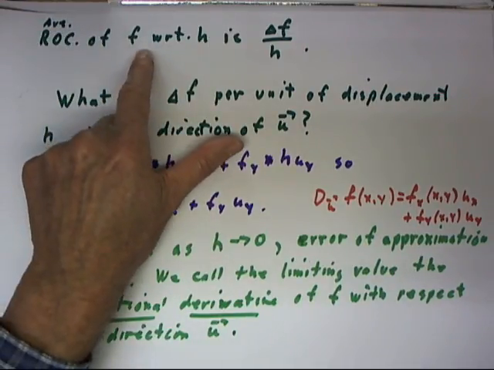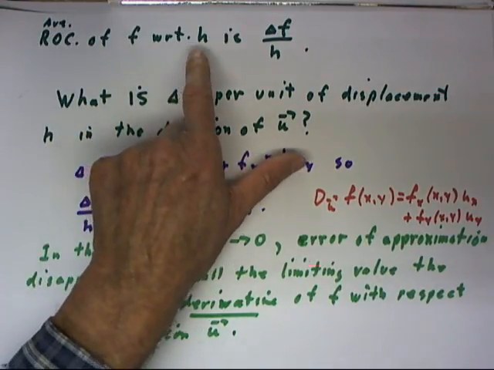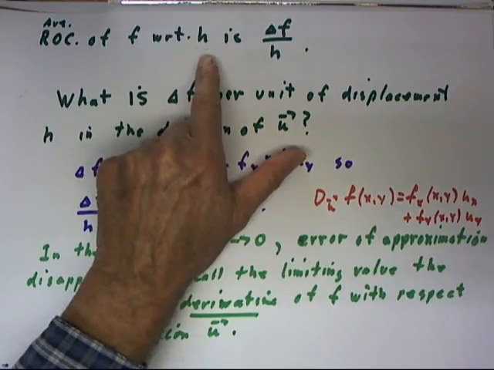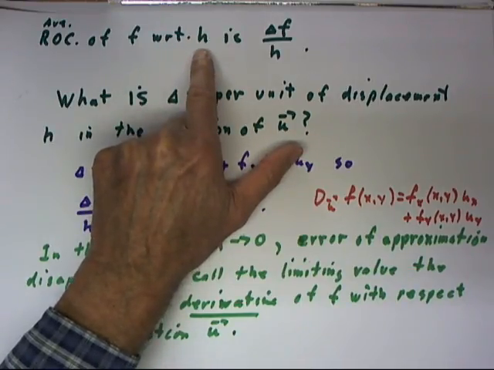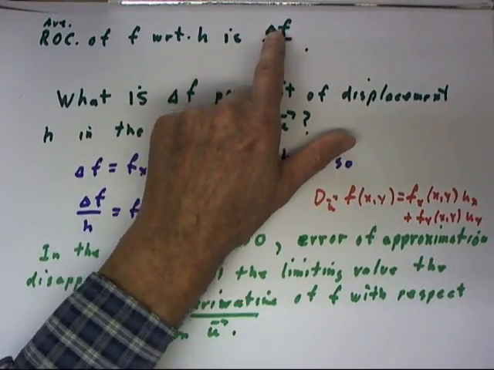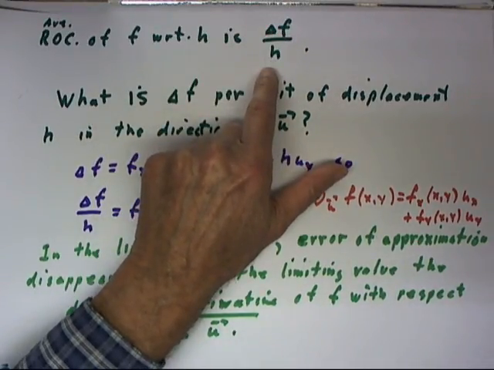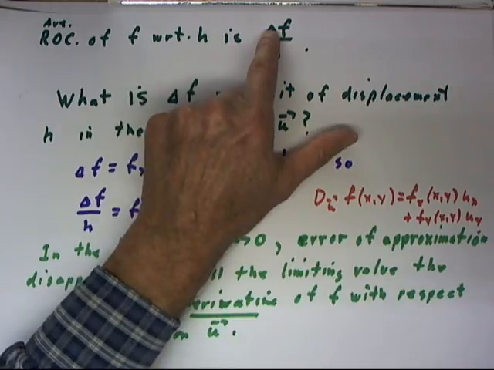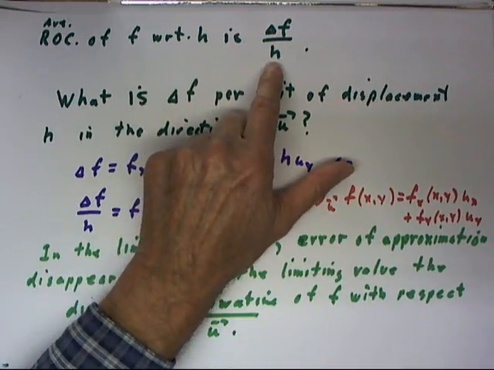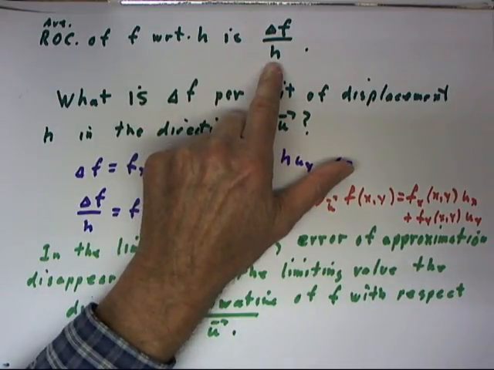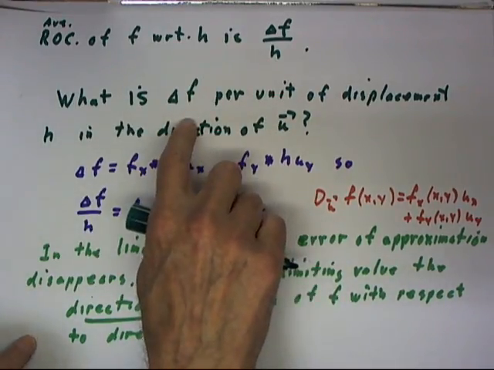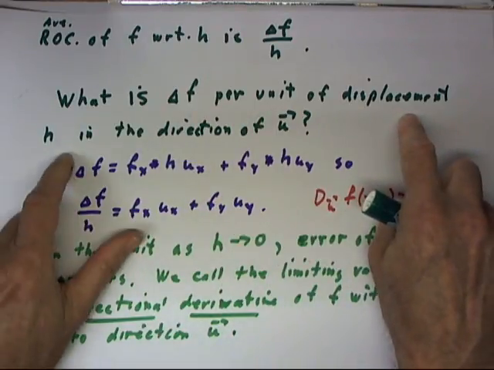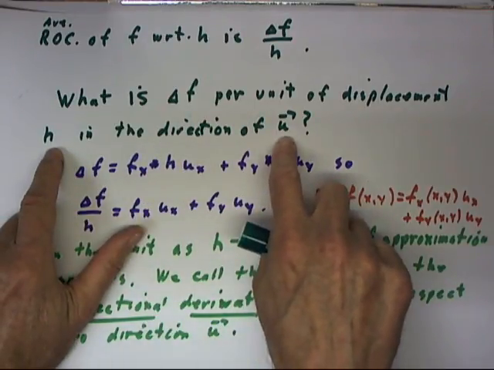The average rate of change of F with respect to displacement in the direction of the vector u, where that displacement is represented by h, is delta F over h. Change in the value of F divided by the distance we've moved in the direction of the vector u. So we ask the question, what is the change of F per unit of displacement h in the direction u?